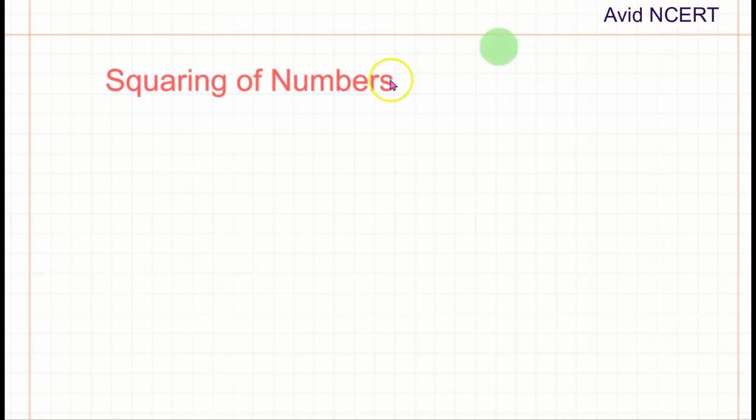This is Geeta. Today we'll be discussing squaring of numbers. Squaring of numbers basically means the base to the power of 2. So this is the exponent and this is the base. So x is a variable.